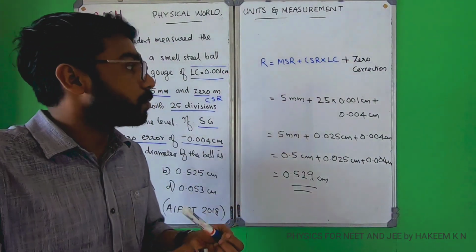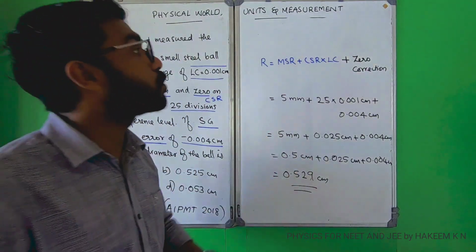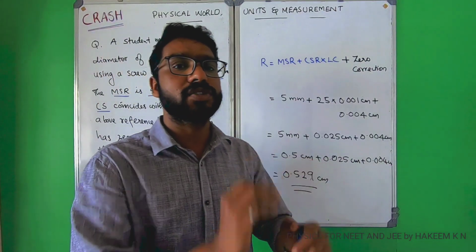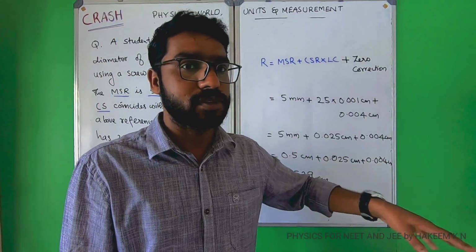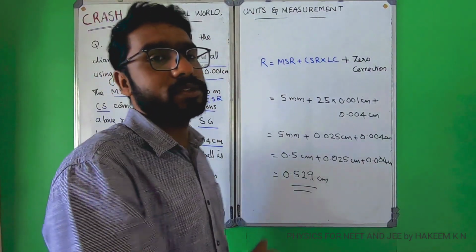Here you have to remember, in case of Vernier calipers and in case of screw gauge, if 0 error is given as negative, it should be added to the measurement, and if 0 error is positive, it should be subtracted from the measurement. Okay, the topic is over.